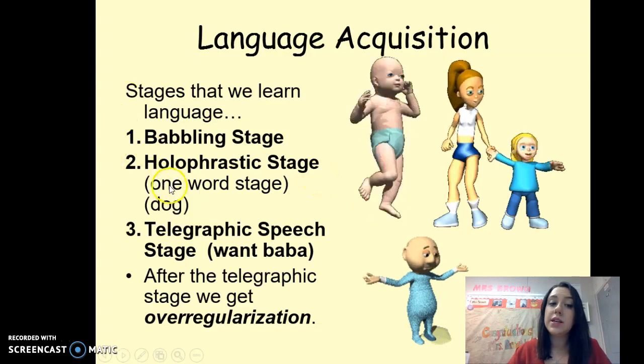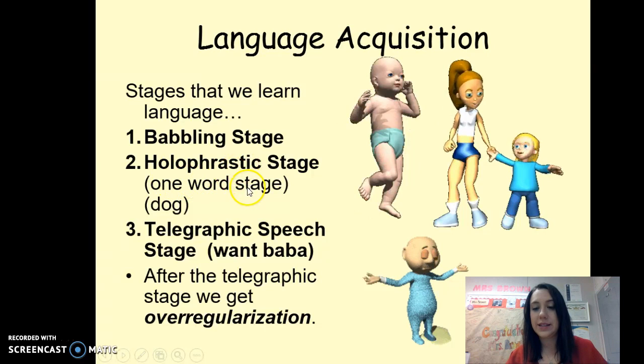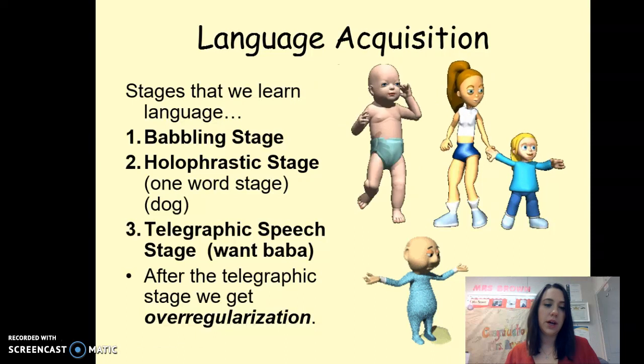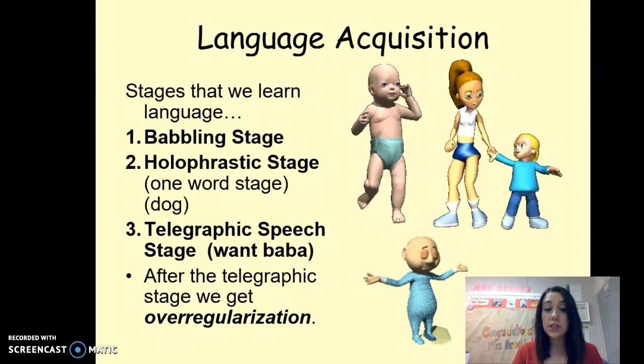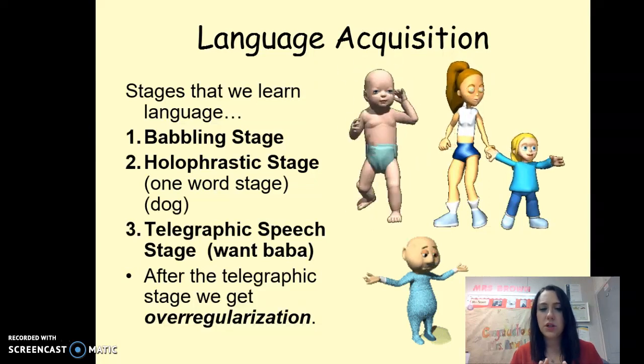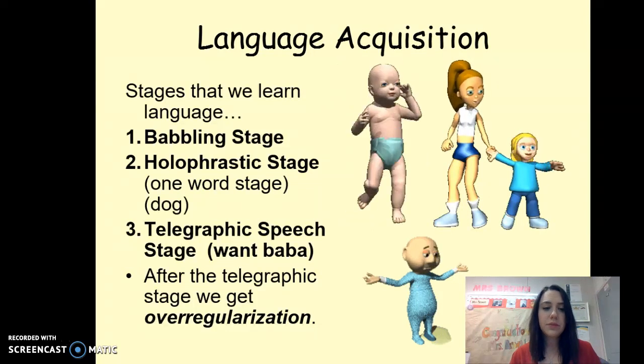Then the second stage is the holophrastic stage, holo meaning the one-word stage. They will label things: dog, cat, mama, cup. And then after that, they get into the third stage, which is the telegraphic speech stage, where they're combining words. Usually it's about two or three words together.